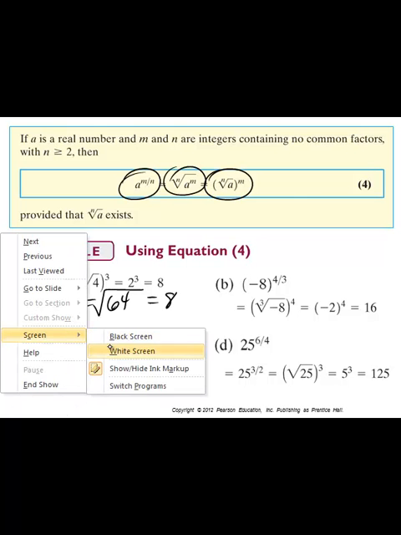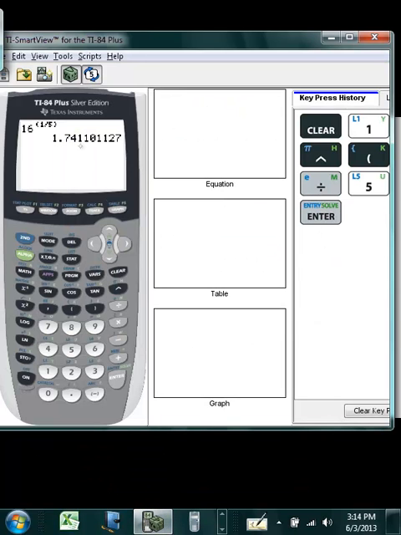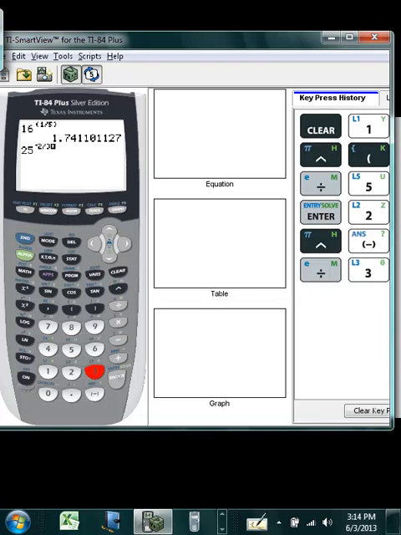Now, let me just show you on the calculator, you could take fractional exponents. I've already shown one example here. And if we wanted to take 25 raised to the -2/3 power, we could do that as well.